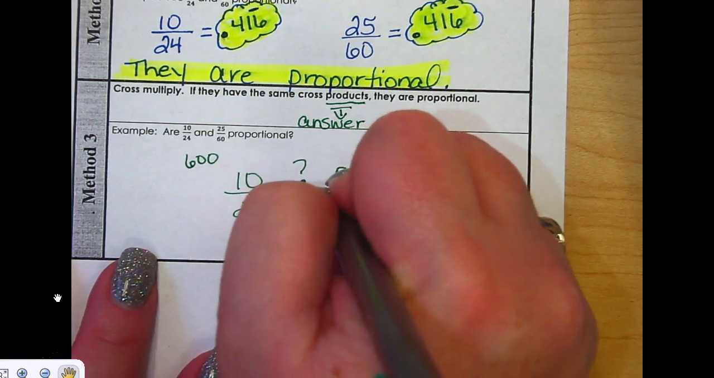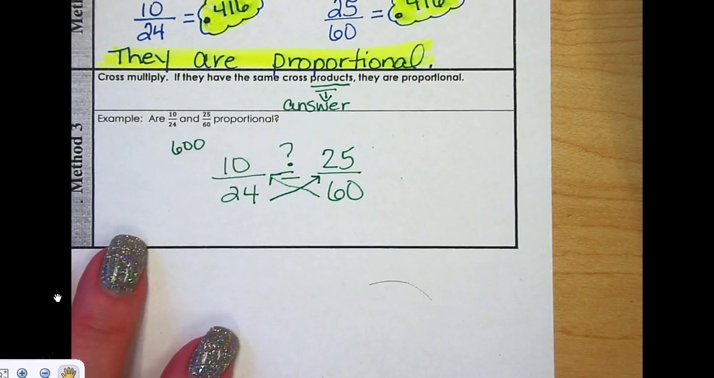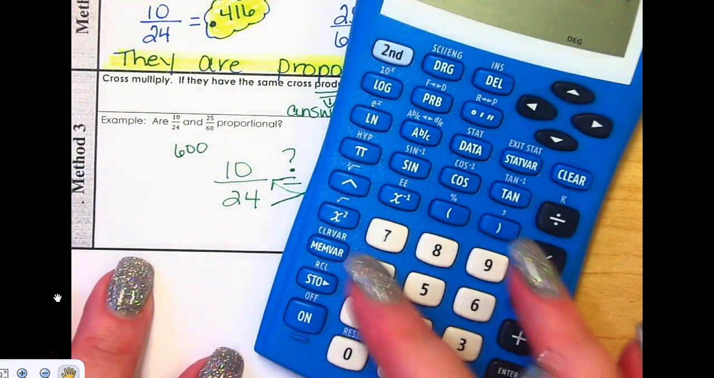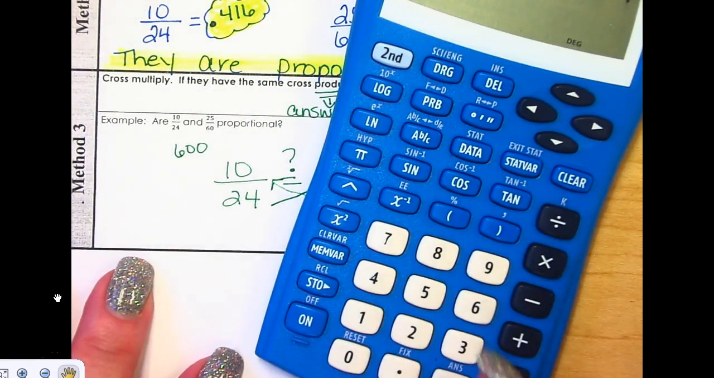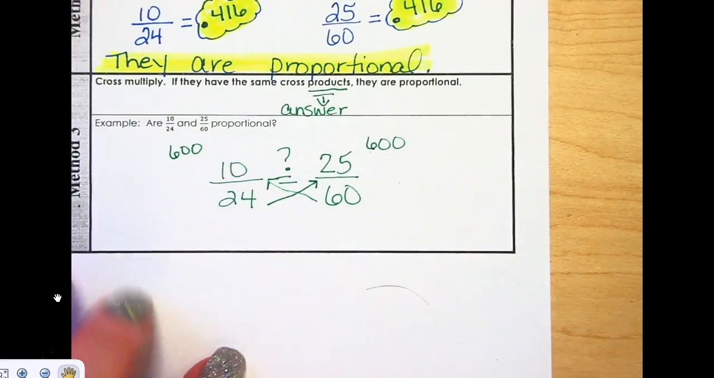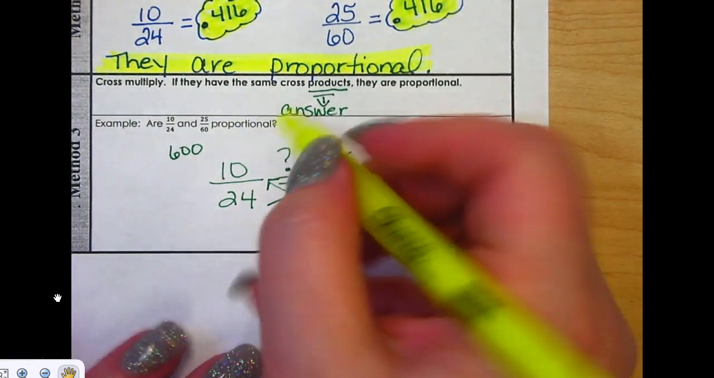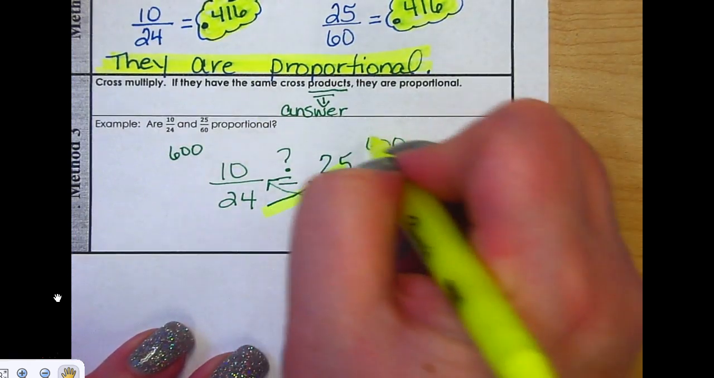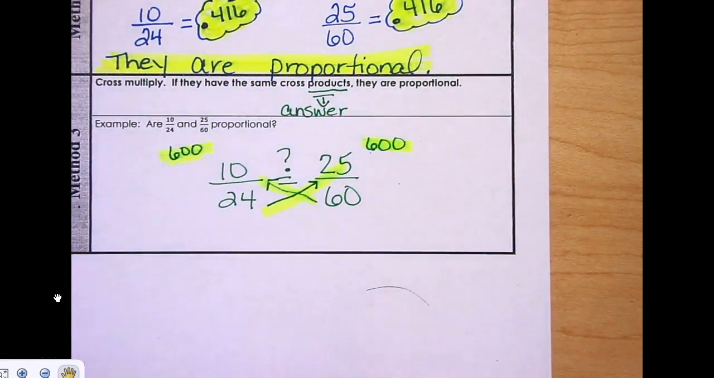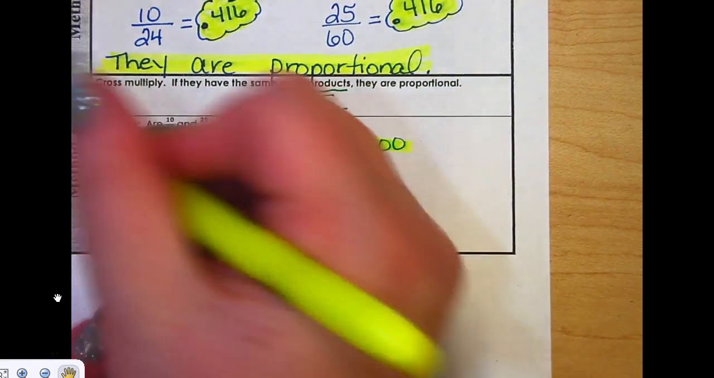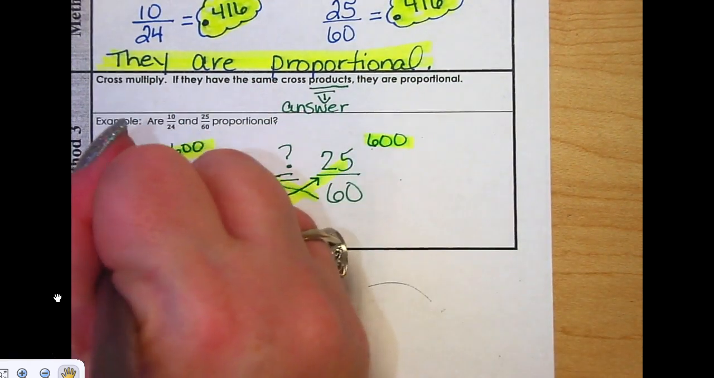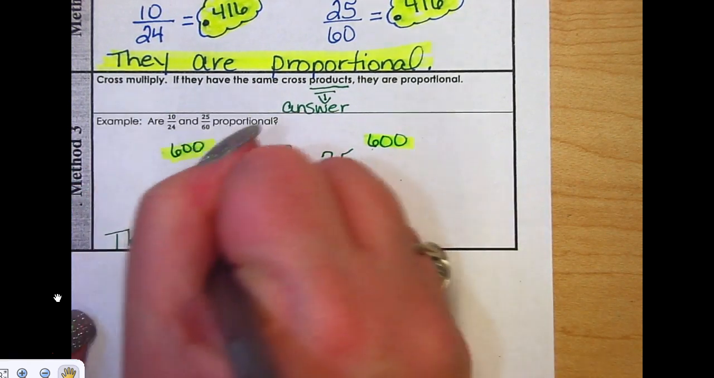And let's cross multiply that way. 24 times 25, and you get 600. Did we get the same cross products? Yes. So we would say they are proportional. Which way do you think was the easiest?